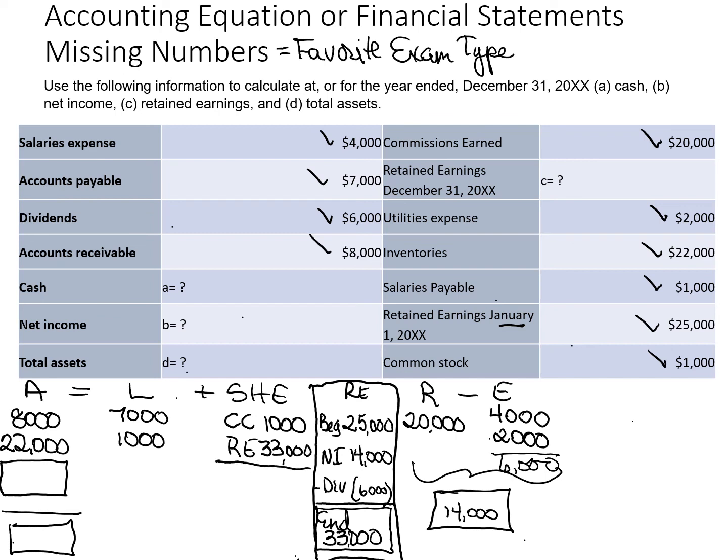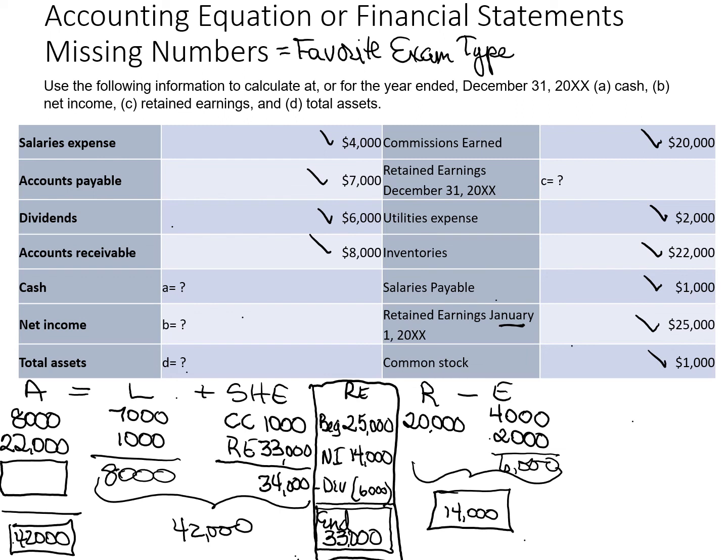So total shareholders' equity is going to be 34,000. Liabilities are 8,000. For some reason it doesn't want to let me write. And that means that liabilities plus shareholders' equity, 8,000 plus 34,000, equals 42,000. Well, if liabilities and shareholders' equity is 42,000, then total assets have to be 42,000.